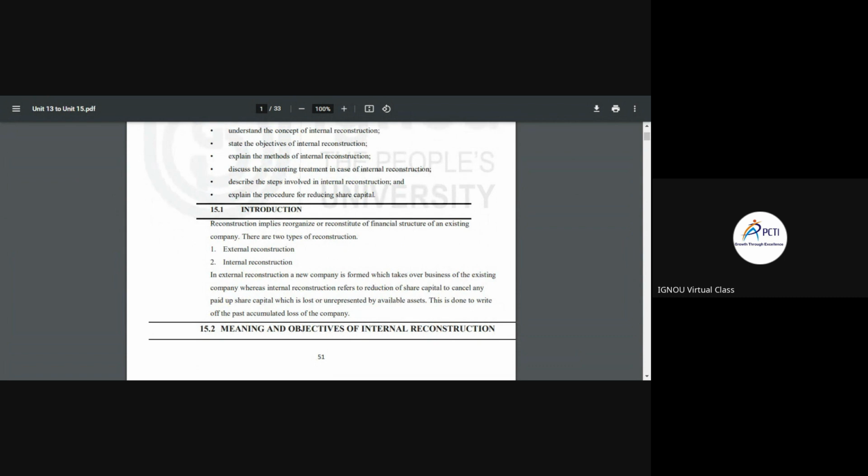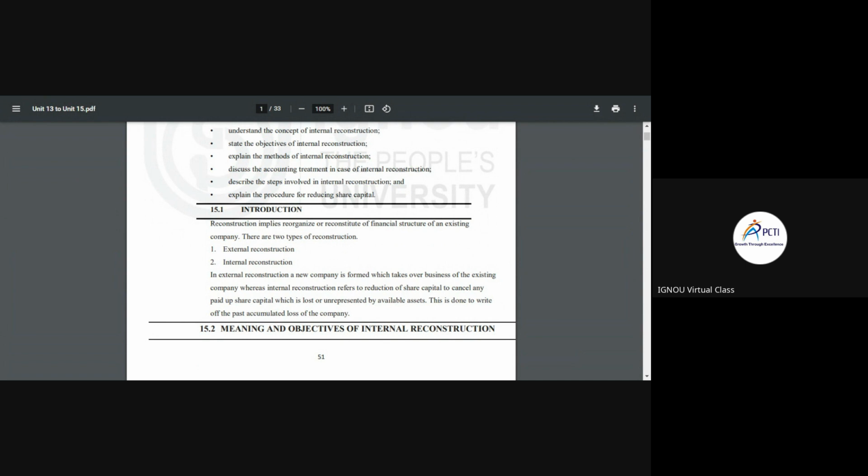So first of all, in the introduction, there are two types of reconstruction. That means a particular company can reconstruct itself, and there are two types of reconstruction. Reconstruction basically means to reorganize or reconstitute the financial structure of the existing company. And here we have two methods, one is external and one is internal.